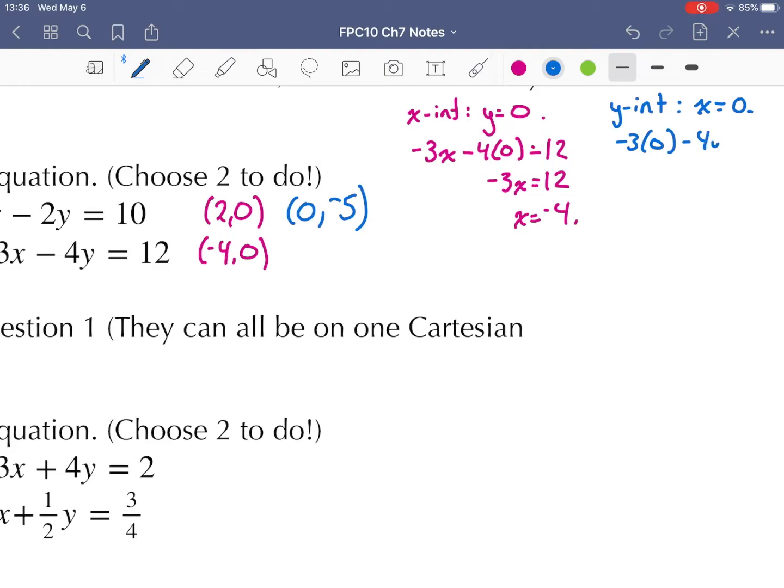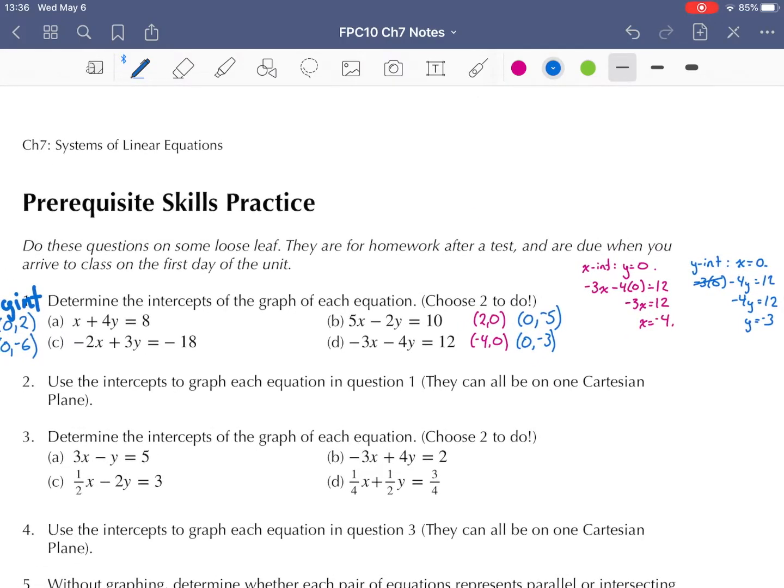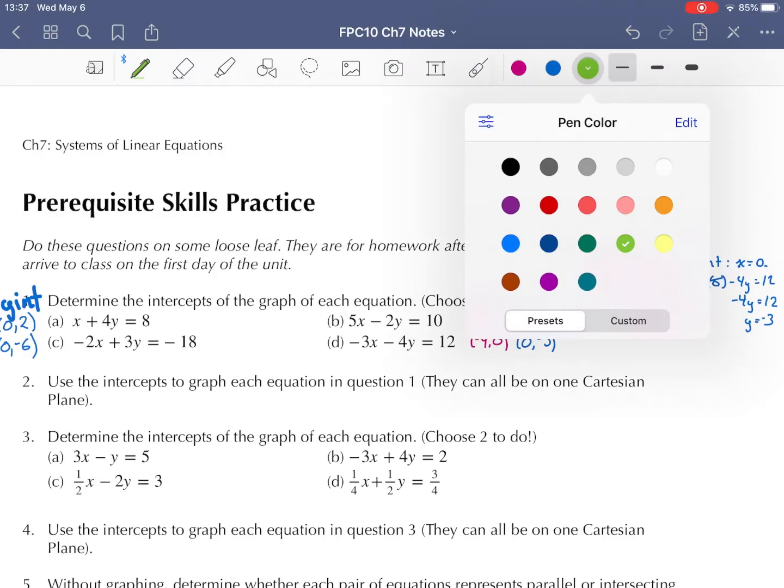We get our y-intercept. We put x equals 0 in. So we do -3 times 0, subtract 4y is equal to 12. That becomes nothing. We get left with -4y is equal to 12, or y is equal to -3. So our y-intercept is at 0, -3.